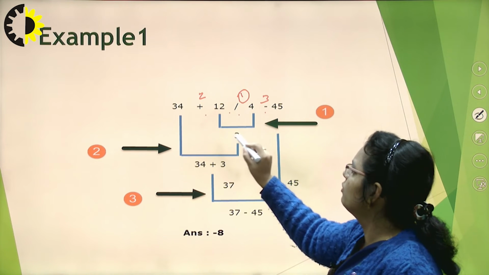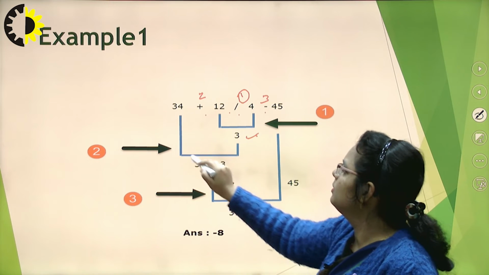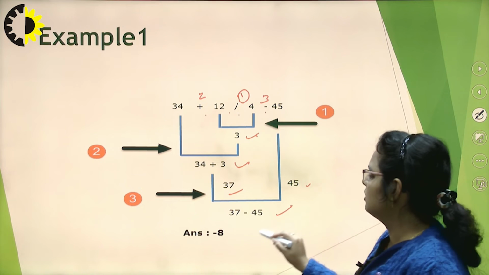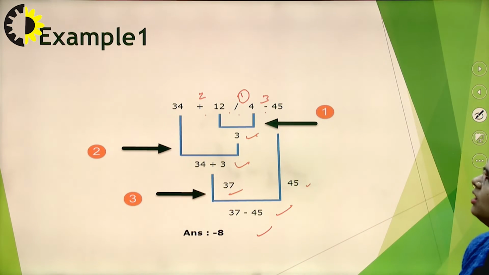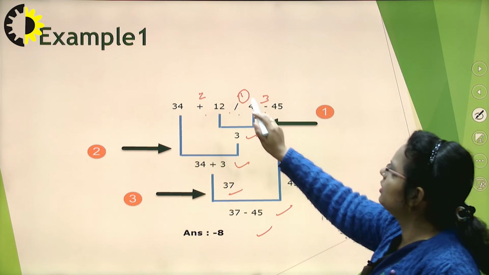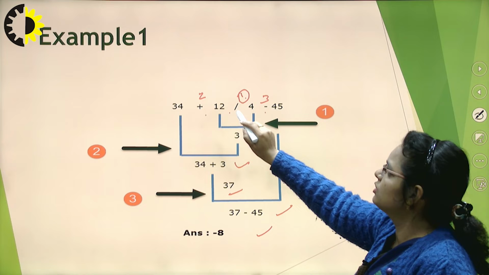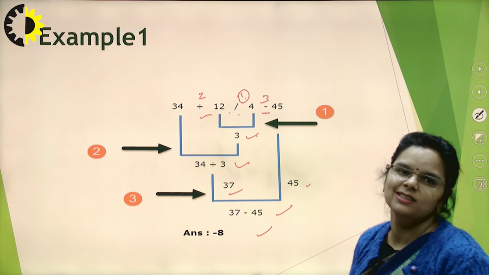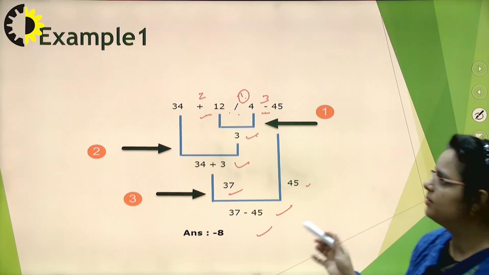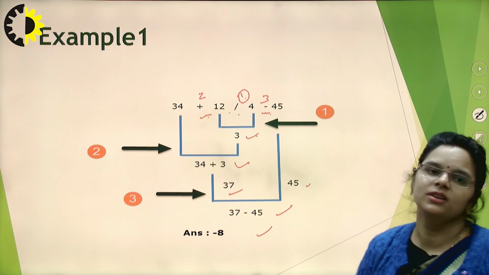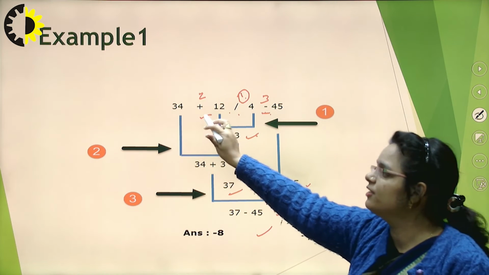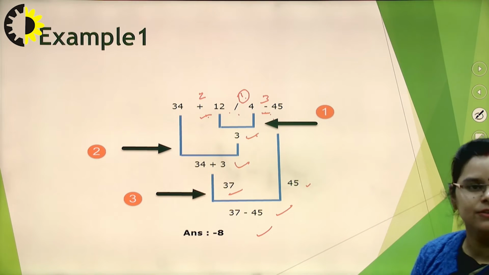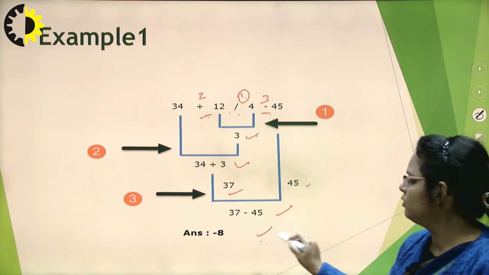So 12 divided by 4 would be 3, and 3 plus 34 would be 37, yes, this is correct, and minus 45, and the answer would be 8. So this is how things would be evaluated. We can number it in such a way that first the division would be evaluated, and then plus and minus, being of the same precedence, have left to right associativity, so the left operator would be evaluated first, and then the right operator. So this is how it would be evaluated.